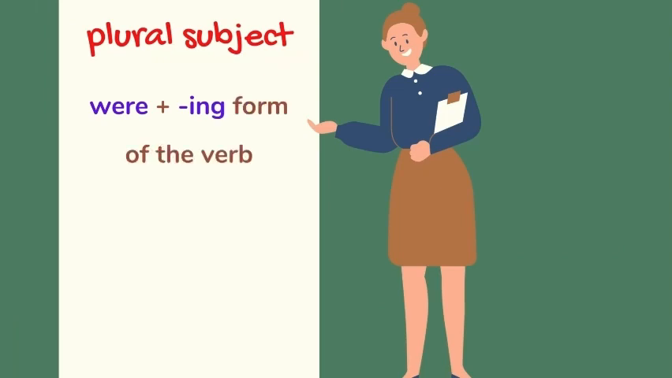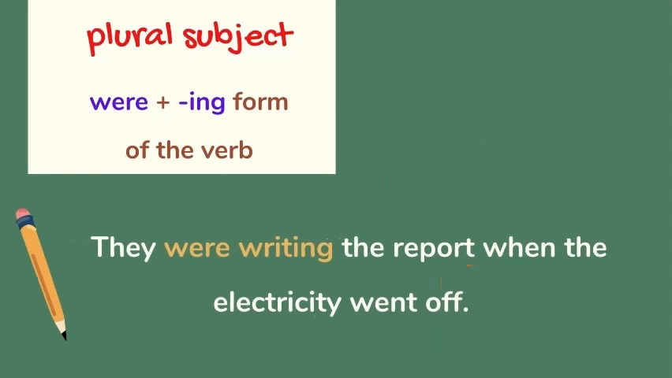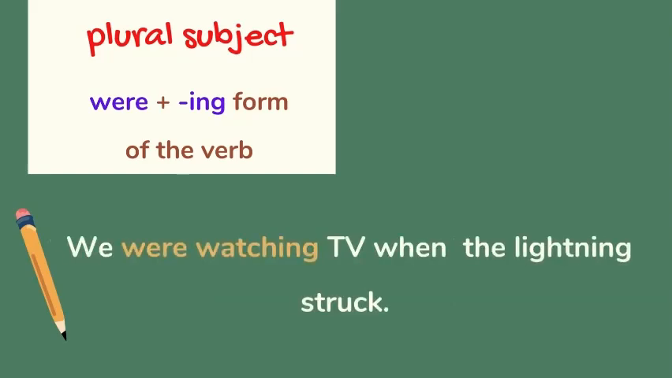For verbs with a plural subject, you should be able to use this formula: were plus the ing form of the verb. For example, they were writing the report when the electricity went off. So notice that in this sentence, your subject is they. They is considered to be a plural subject. So therefore, it should be paired with were, and your verb should be in its ing form. So you have there writing. All right. Now let's continue.